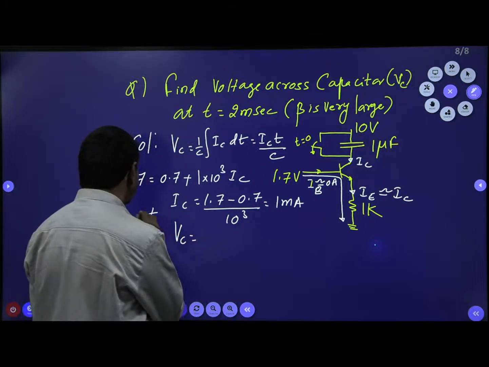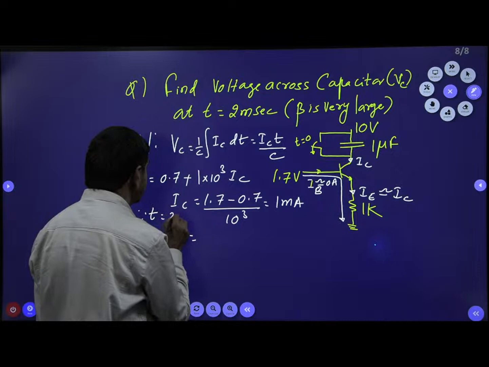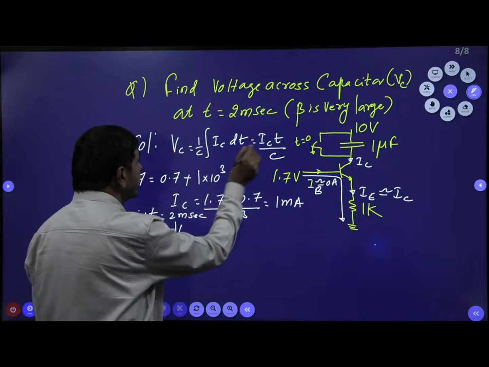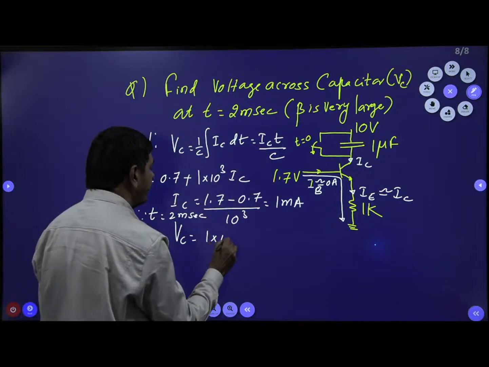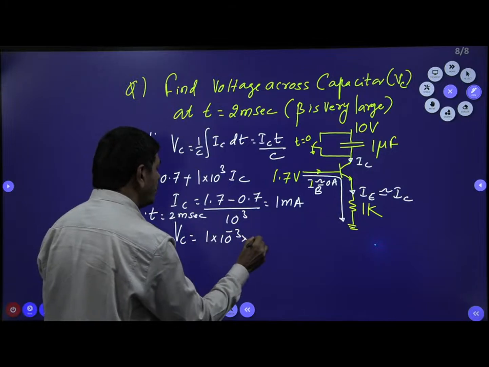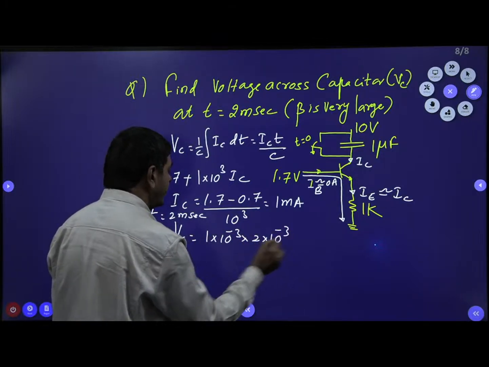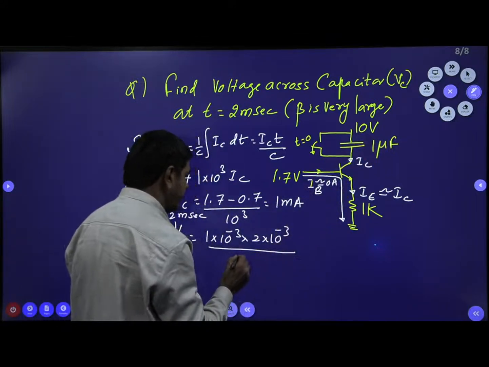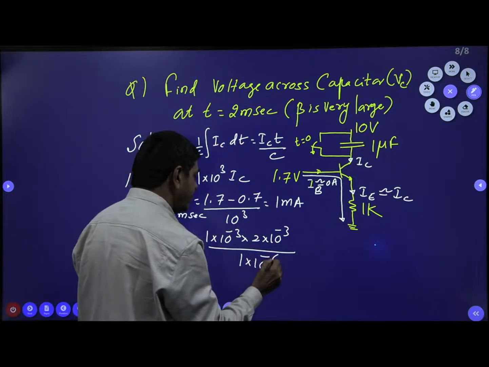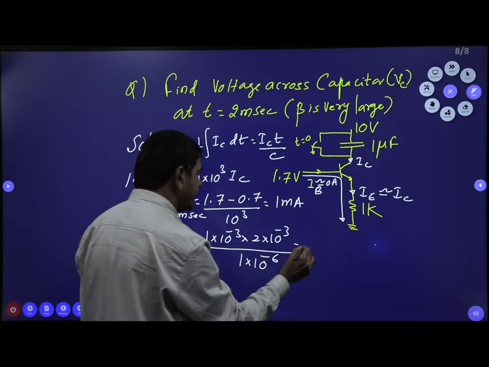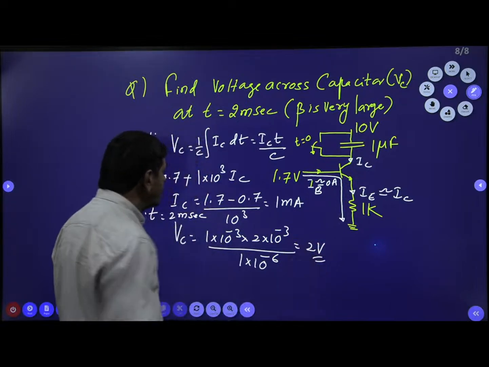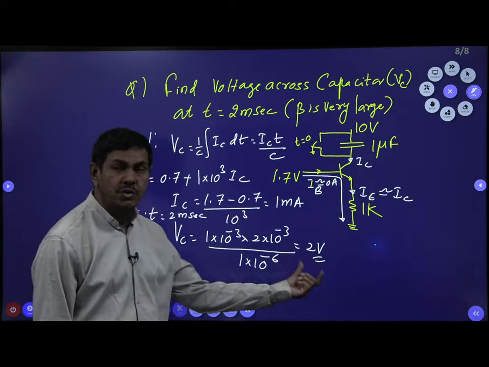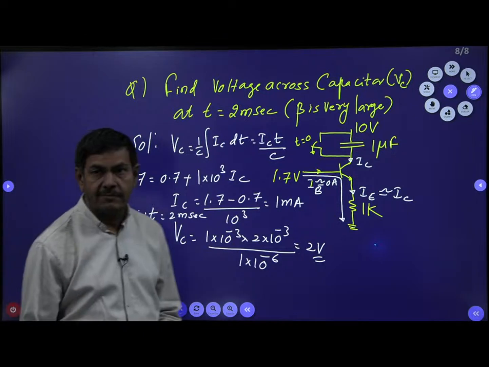T equal to how much is given in the problem? 2 milliseconds it is given. Then VC equal to IC, which is 1 milli, into t, which is given here as 2 milli, divide by C. The capacitance of the capacitor is given as 1 microfarad, 1 into 10 power minus 6. The 10 power minus 6 cancels now. Finally, I am getting 2 volts. At t equal to 2 milliseconds, the voltage across the capacitor is 2 volts. That is the solution of this question.